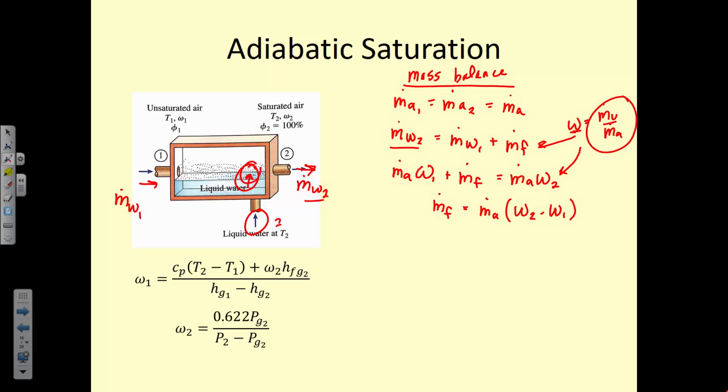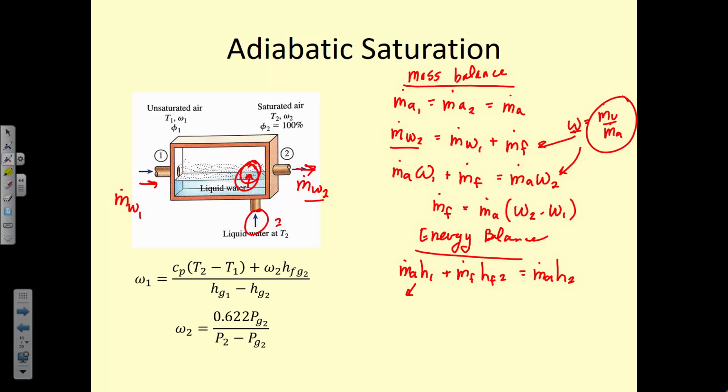So that's how much moisture is being absorbed, or picked up, by the air as it goes through. Okay, so we can also do an energy balance on this system, where we can say the mass flow rate of the air times H1 coming in plus the mass flow rate of the fluid times the enthalpy of the fluid is equal to the mass flow rate of the air times the enthalpy of the air as it leaves.